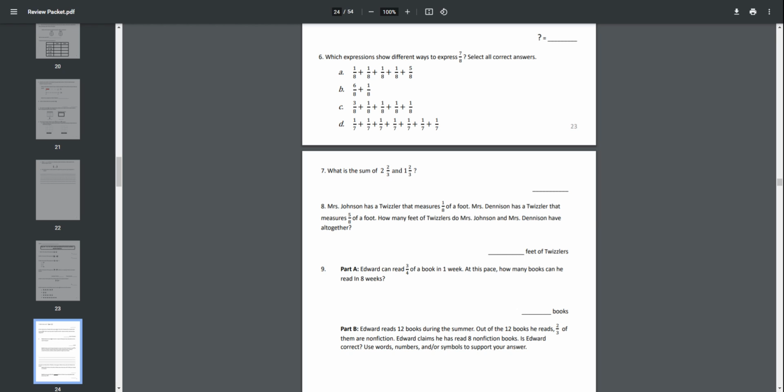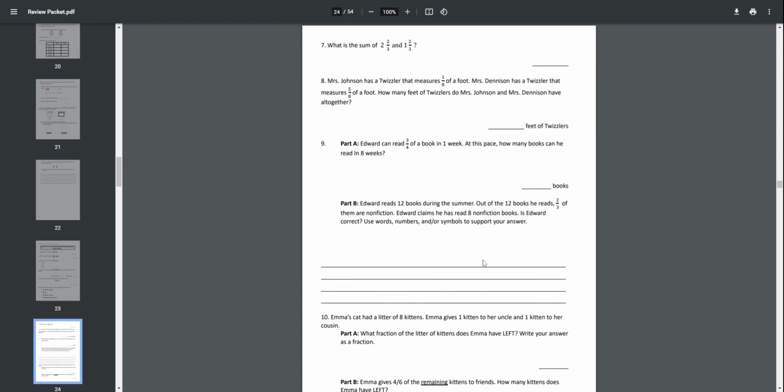Number 9, part A. Edward can read 3/4 of a book in 1 week. At this pace, how many books can he read in 8 weeks? Part B, number 9, part B. Edward reads 12 books during the summer. Out of the 12 books he reads, 2/3 of them are nonfiction. Edward claims he has read 8 nonfiction books. Is Edward correct? Use numbers, words, and/or symbols to support your answer.